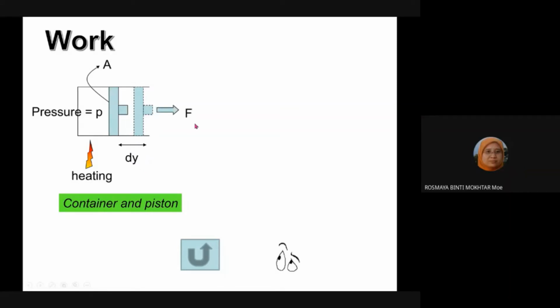So from the force equation, force is pressure times area. When there is a pressure, there is an area, and therefore there is also a force. So that's why the piston moves.